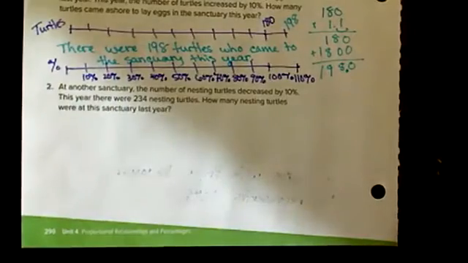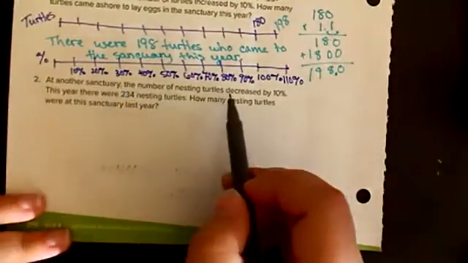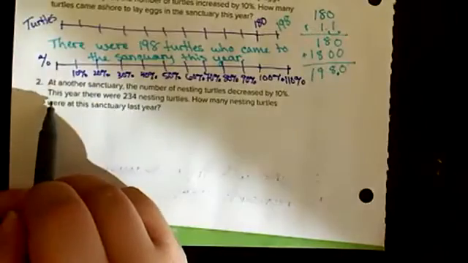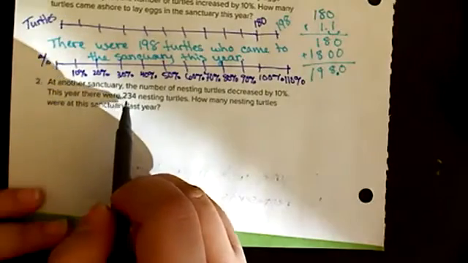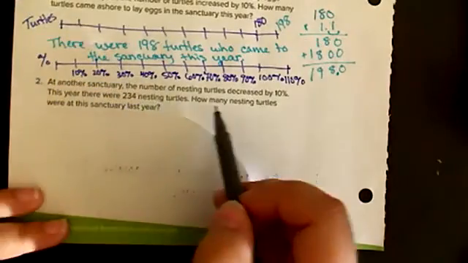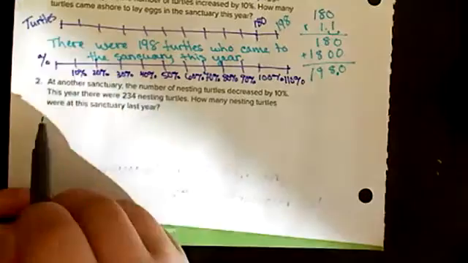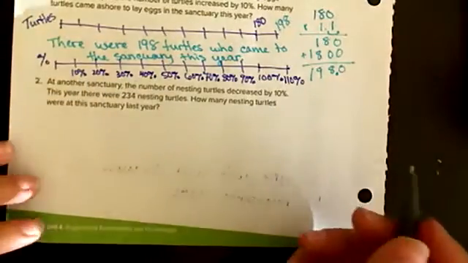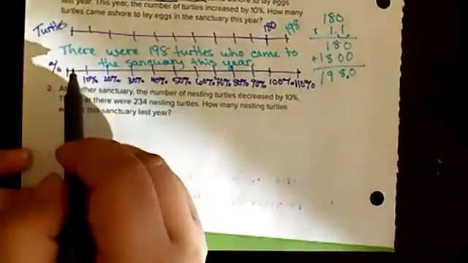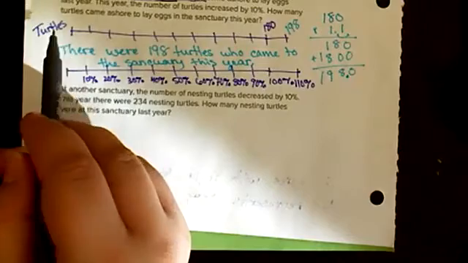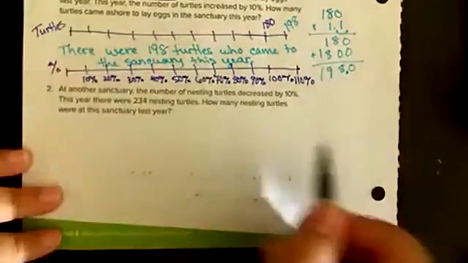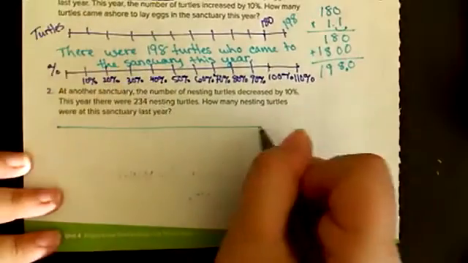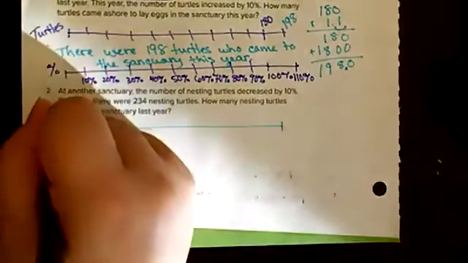At another sanctuary, the number of nesting turtles decreased by 10%. This year, there were 234 nesting turtles. How many nesting turtles were at the sanctuary last year? So let's draw our double number lines. We'll do the same like we did up here with the percentage on the bottom and our turtles on top. And we're going to go by tens.